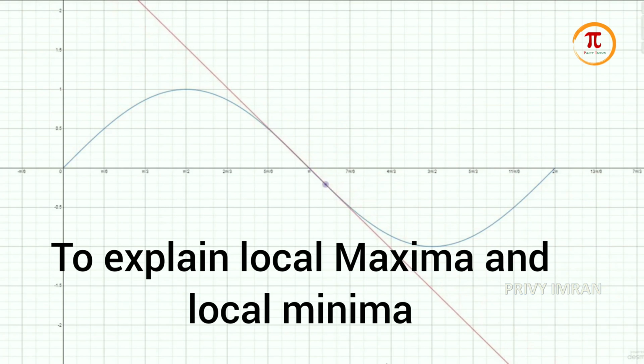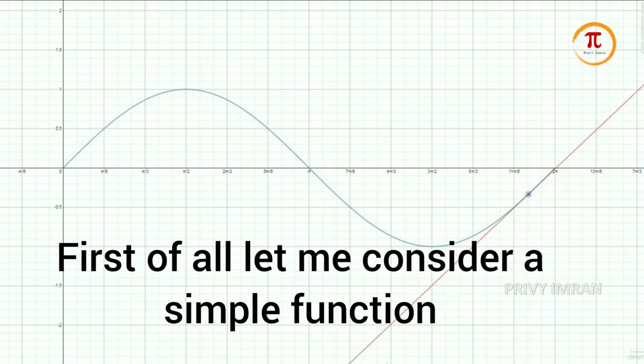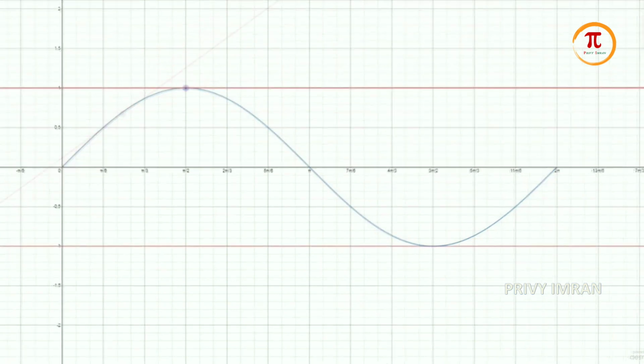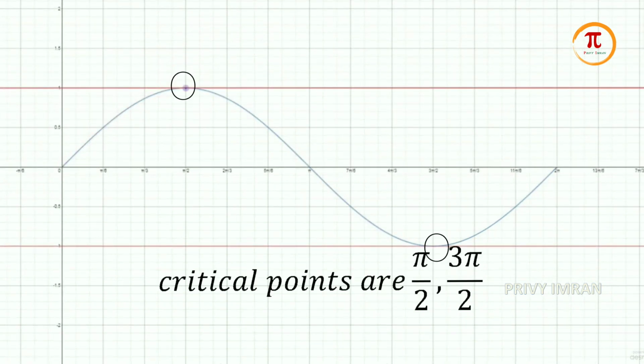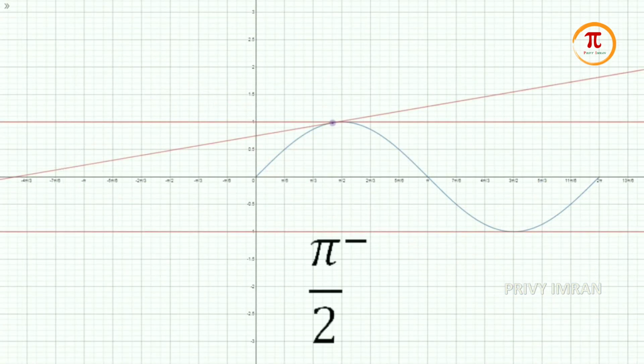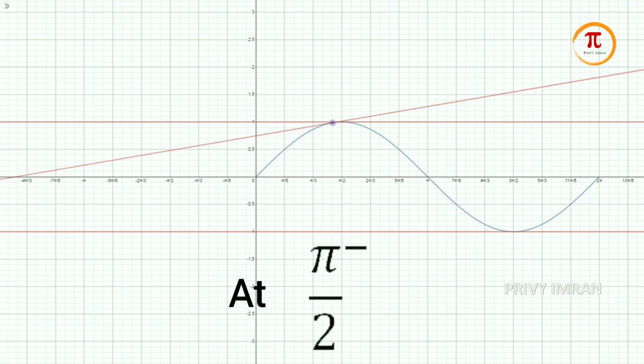To explain local maxima and local minima, first of all let me consider a simple function y equal to sin x. In this function, we already know that the critical points are pi by 2 and 3 pi by 2. Now let me show the position of the tangent at pi by 2 minus and pi by 2 plus. First of all, let me consider pi by 2 minus.